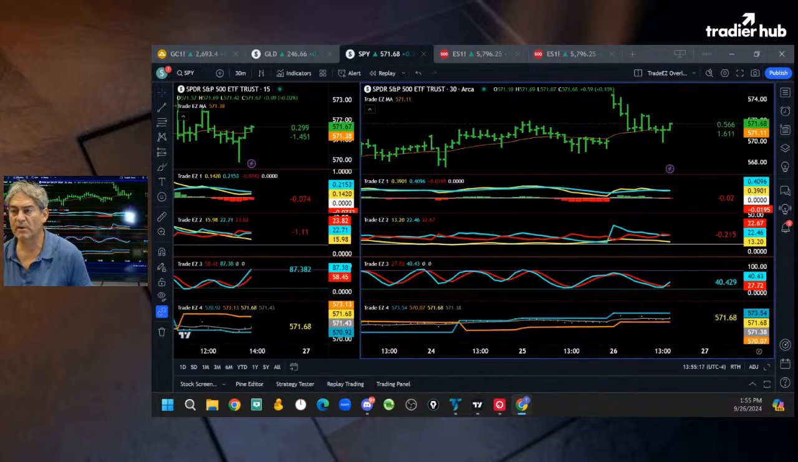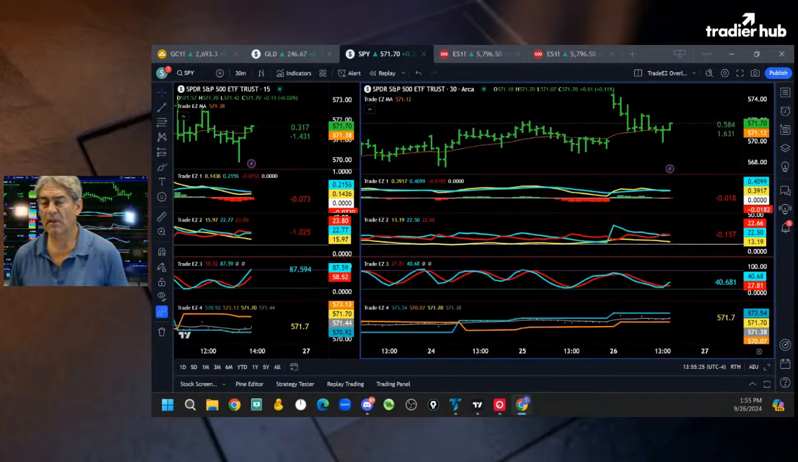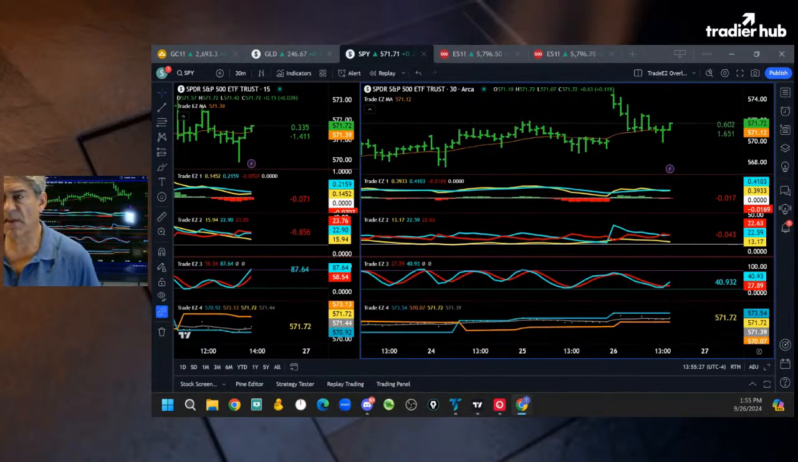5 minutes to go here. S&P's just rallied. Well, if they tick at 79, they'll be up. Right now, they're up 17 handles off that low, 57.79.5, I believe.